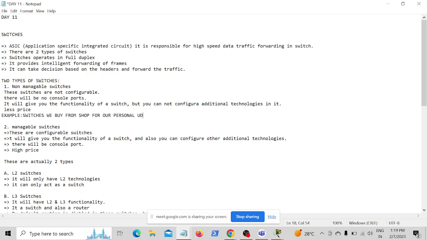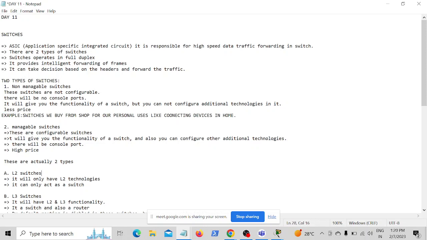Okay. Switches we buy from a shop for our personal uses, like connecting devices in home. So these are also low priced.